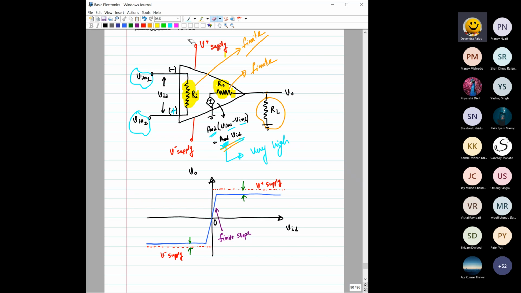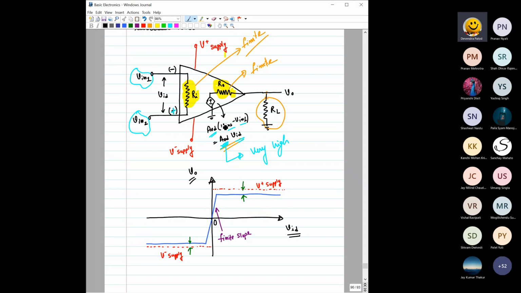So as a result, if we plot this V output versus VID, remember what is VID? VID is the difference between these two input voltages, right? Then what we can expect when this difference is 0, then output voltage is expected to be 0, right? When the difference is slightly positive, then this op-amp is expected to give an output voltage which is very high.